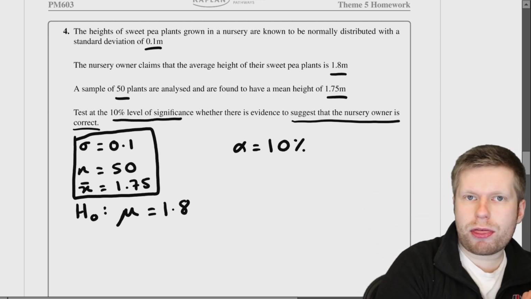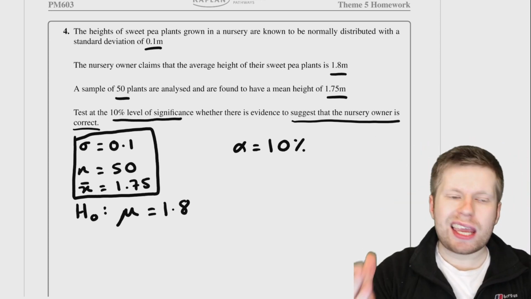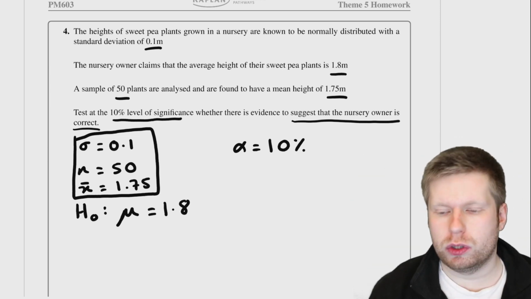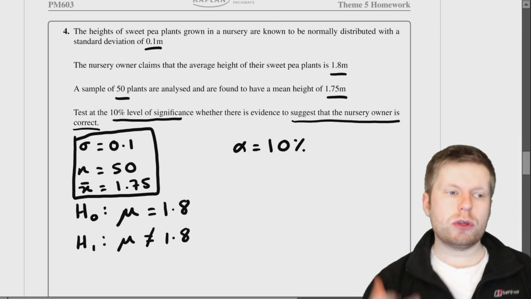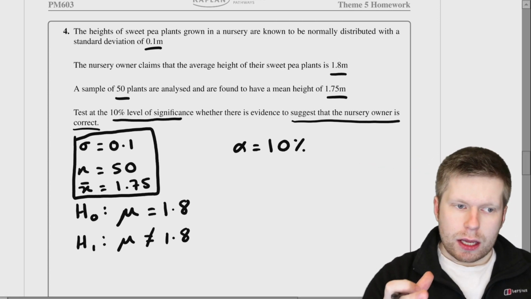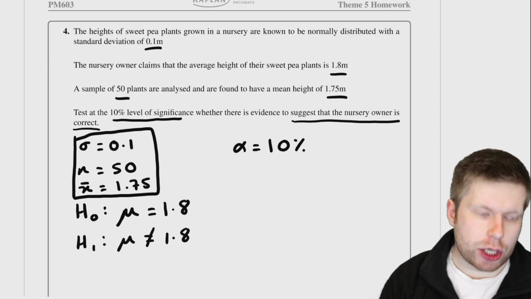I'm not interested in whether the mean height is greater than 1.8 or less than 1.8. I'm just saying, is the nursery owner actually correct? Is it equal to 1.8 or is it not equal to 1.8? So that's my alternative hypothesis. My alternative hypothesis is simply saying, is it not equal to 1.8 meters? I think this is enough then to go through the test procedure.